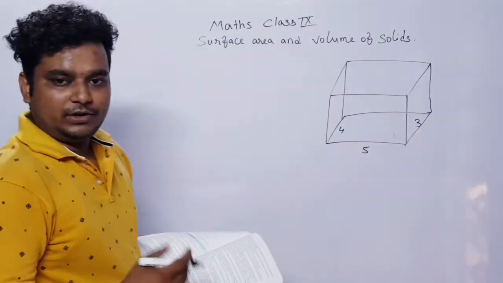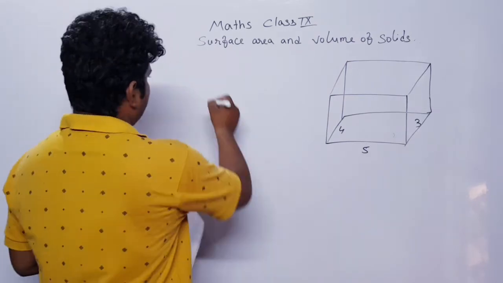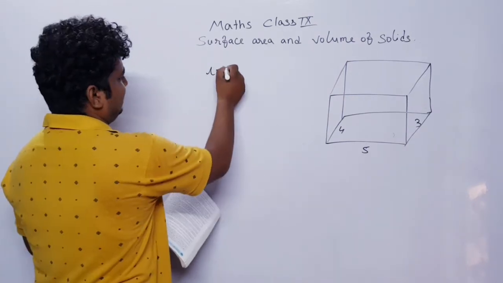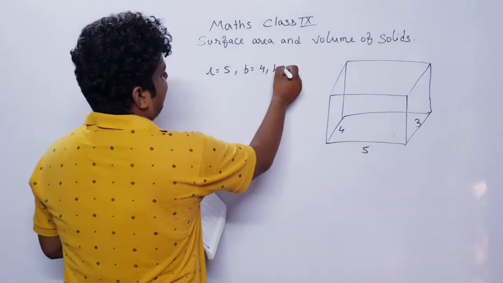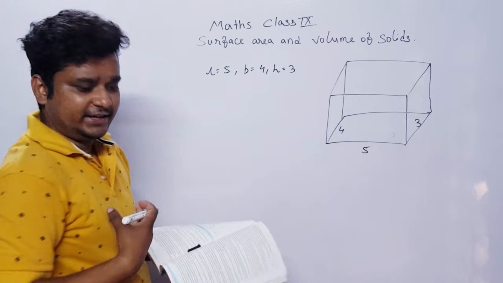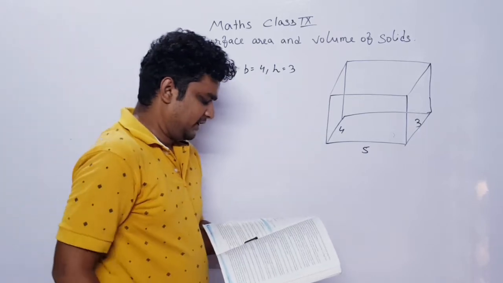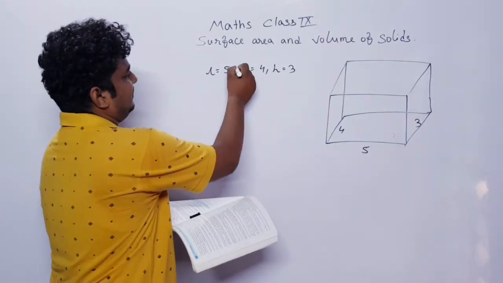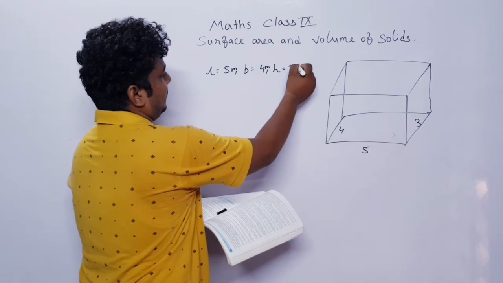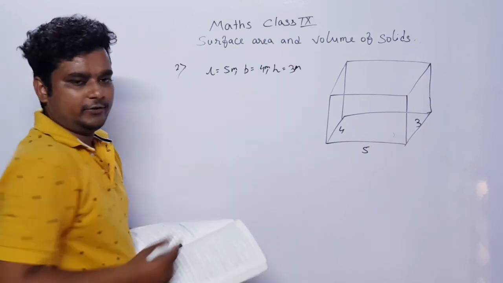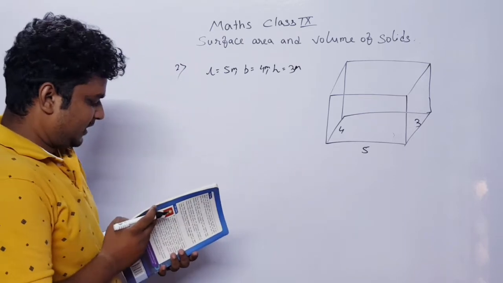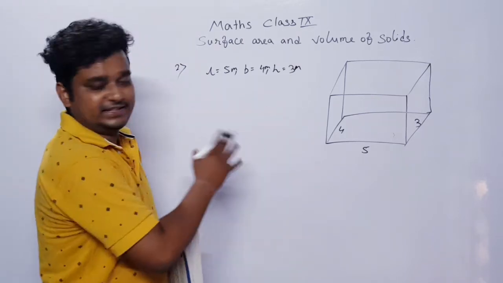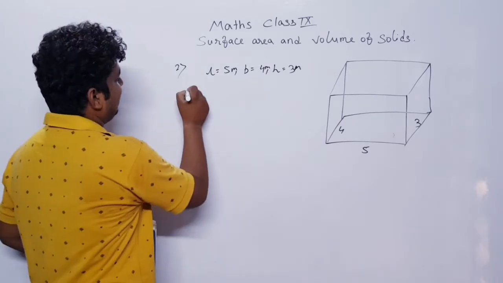Now what we have to do: length, breadth and height. It is not mentioned, so we can take length equal to 5, breadth equals to 4, height equals to 3. Let's take this as the given data over here. All the things are given in meter form. So question number 2 we are dealing with over here. Here we need to find the surface area. This rectangular figure means this is a cuboid. So surface area.